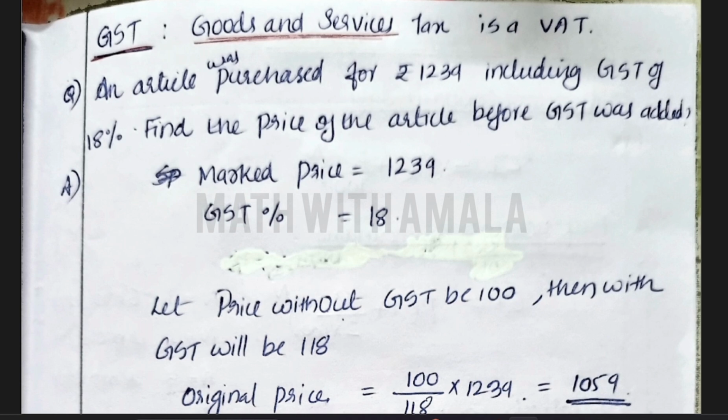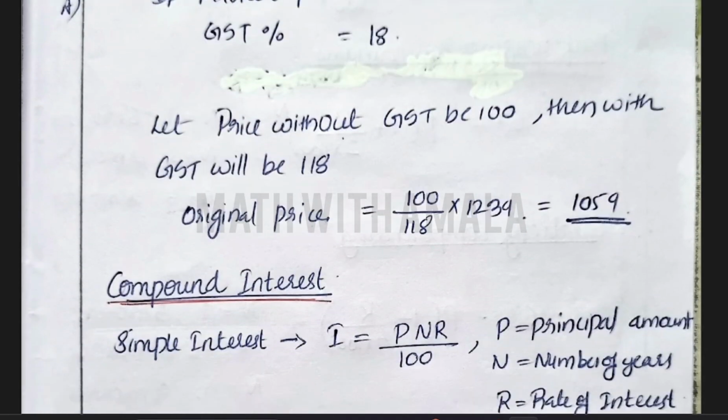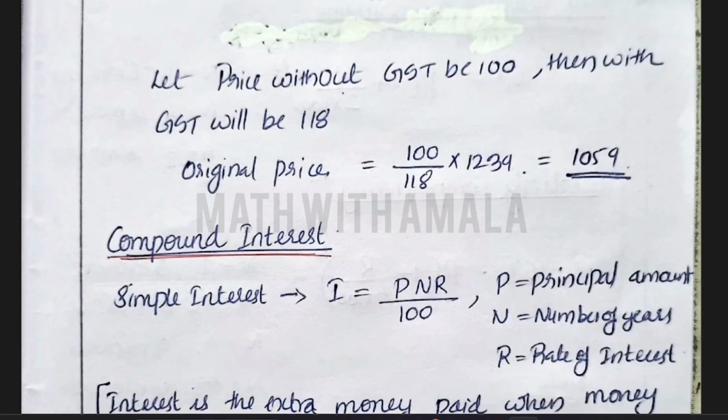Next question. An article was purchased for rupees 1239 including GST of 18%. Find the value of the article before GST was added. Here the marked price is 1239, and the GST percentage is 18. Let the price without GST be 100. So we are assuming it as 100.